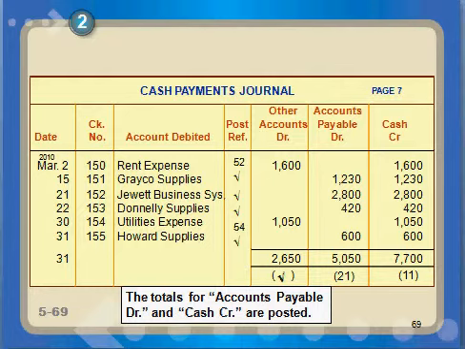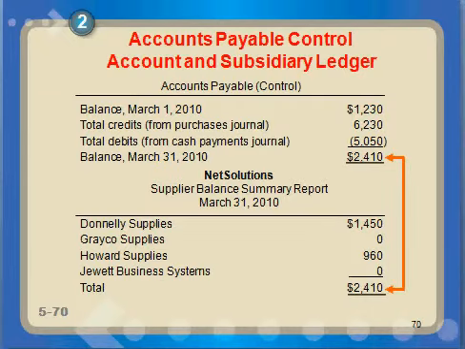And then at the end of the month we do the same thing with this that we did with our cash receipts journal. We want to make sure that our accounts payable control ledger balances out to the accounts payable subsidiary ledger. And this is a report where we show that these two do balance out together.